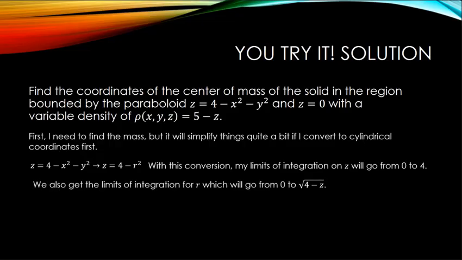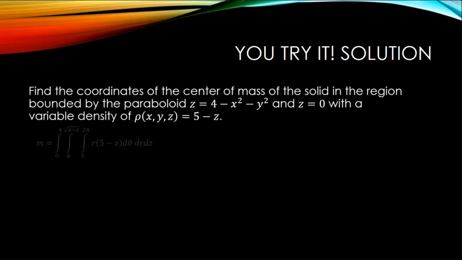We also get limits of integration for r, which will go from 0 to the square root of 4 minus z. And my limits of integration for theta will go from 0 to 2 pi. So now I'm going to compute my mass. My mass, little m, is equal to the integral from 0 to 4 of the integral from 0 to the square root of 4 minus z of the integral from 0 to 2 pi of r times 5 minus z d theta dr dz. I compute the innermost integral.